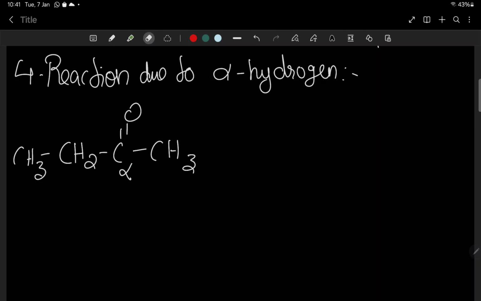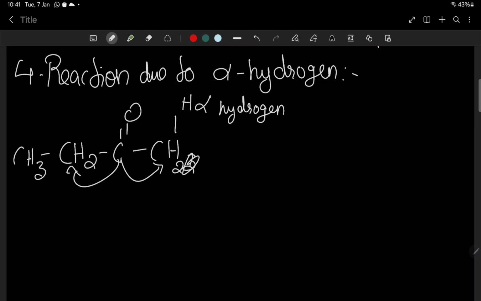No. Alpha hydrogen means the hydrogen next to the carbonyl carbon. That is this or this. Both are next. This hydrogen can be called the alpha hydrogen. If an aldehyde or a ketone has the alpha hydrogen, there is a specialty: when a base is coming, the alpha hydrogen easily leaves the compound, or dehydration takes place.